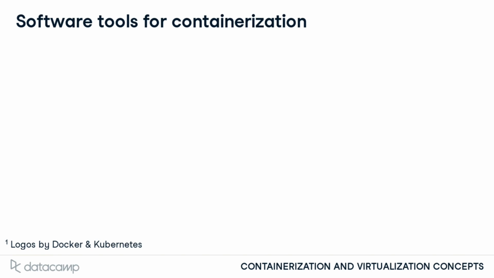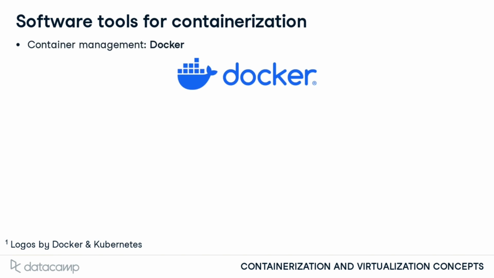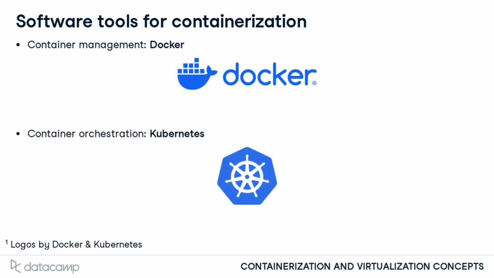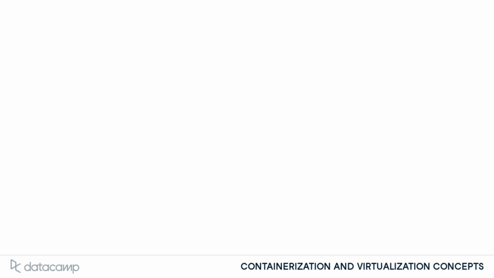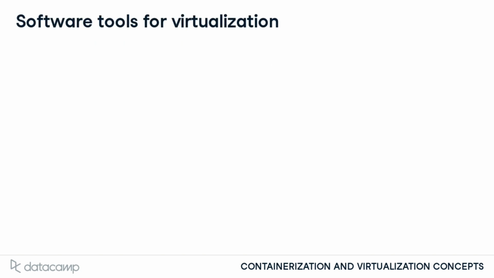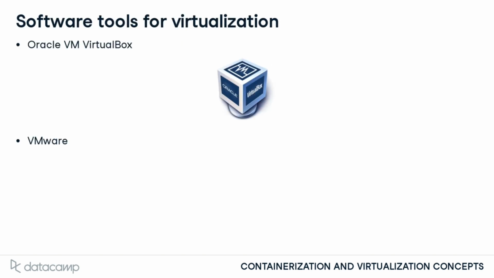One of the most popular tools for building, distributing, and running containers is the Docker platform. For orchestrating containers, that is, automatically managing and coordinating multiple containers, Kubernetes is a common choice. We will talk more about container orchestration in the next chapter, so stay tuned. Virtualization software, such as Oracle VM VirtualBox or VMware, helps create and manage virtual machines.